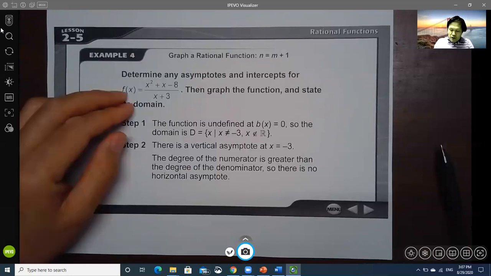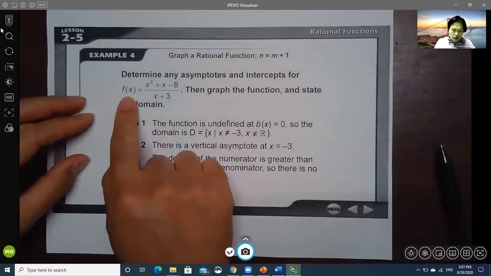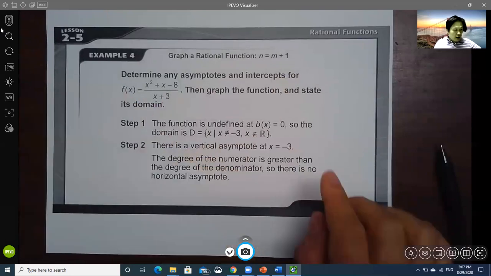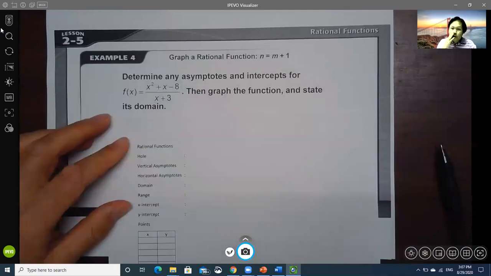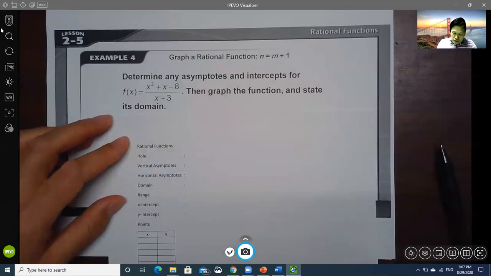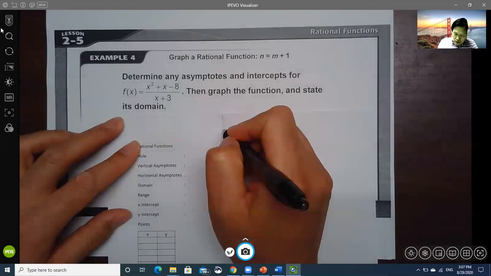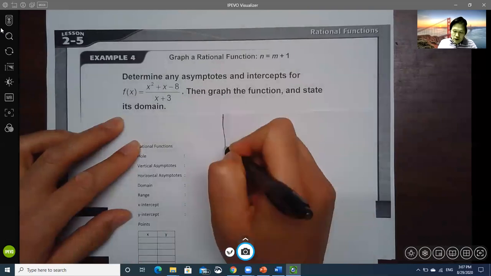Determine any asymptotes and intercepts for the graph of this function. They also want the domain. So the first thing I'm going to do is check the vertical asymptote.